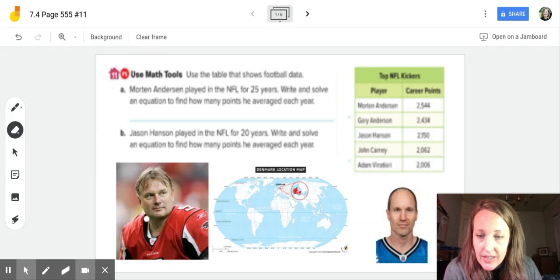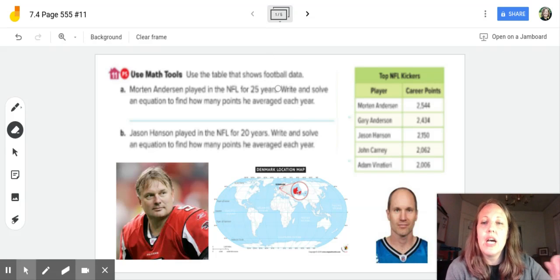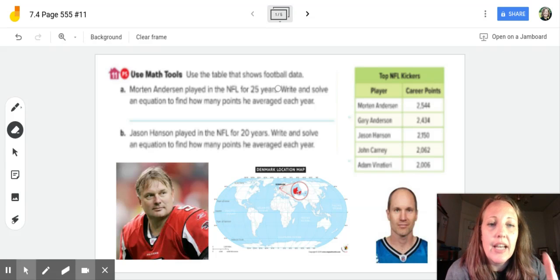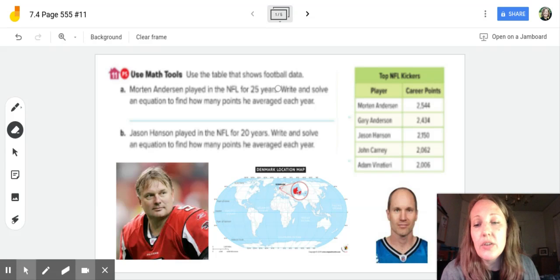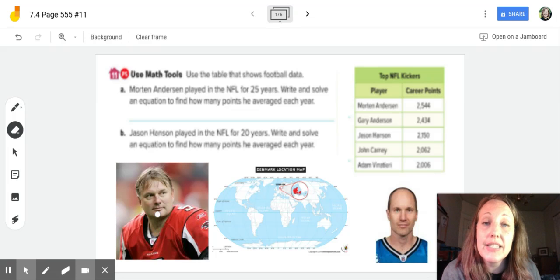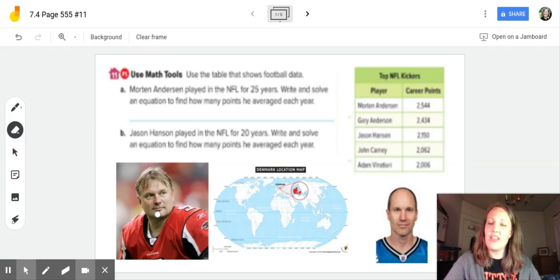This right here is Morten Andersen, and he is from Denmark. He was known as the Great Dane when he played, and he played for 25 years in the NFL. Jason Hansen played for 20 years, and I believe he played for the Detroit Lions. Now, let's look at the questions that are being asked. The other cool thing about Morten Andersen was he went to high school at Ben Davis in Indianapolis. I thought that was kind of cool.